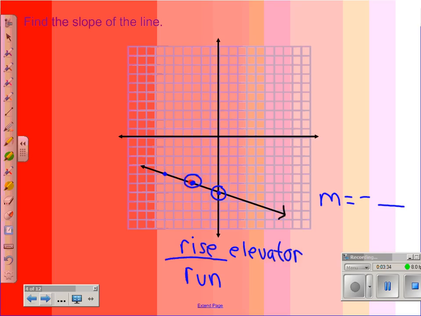I know that I'm going down 1, and then I go over from that position, that's 0, then we count 1, 2, 3, negative 1/3. I'm going to check to see if that is true continuously. From this position, I went down 1 and over 1, 2, 3, down 1, over 1, 2, 3. You can see that that does work. So the slope of this line is negative 1/3.